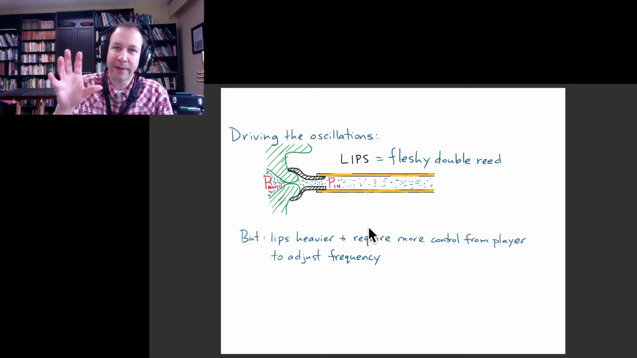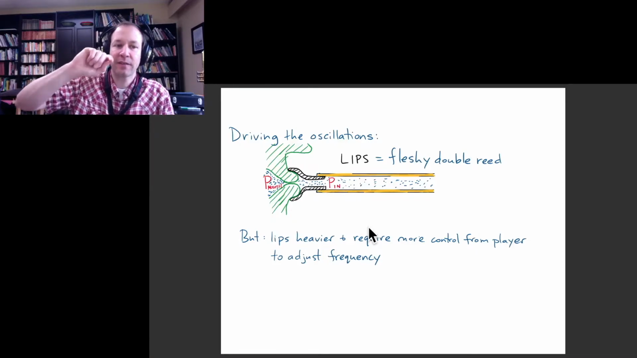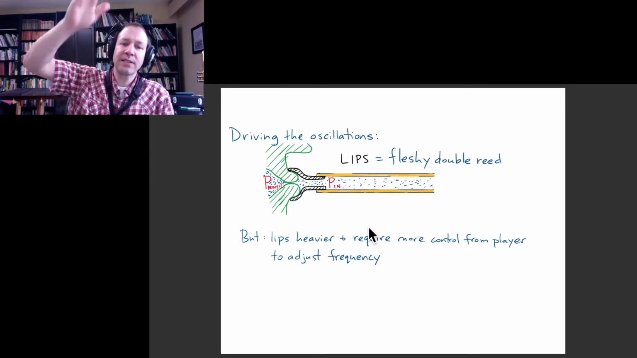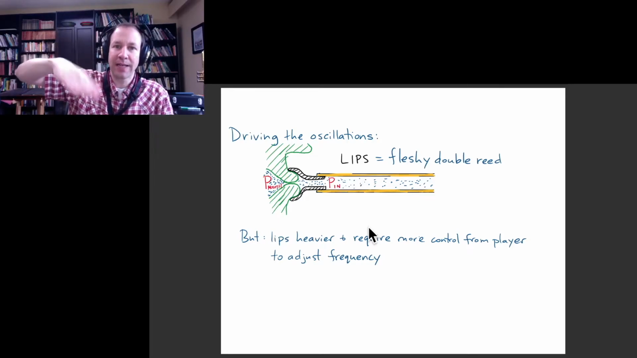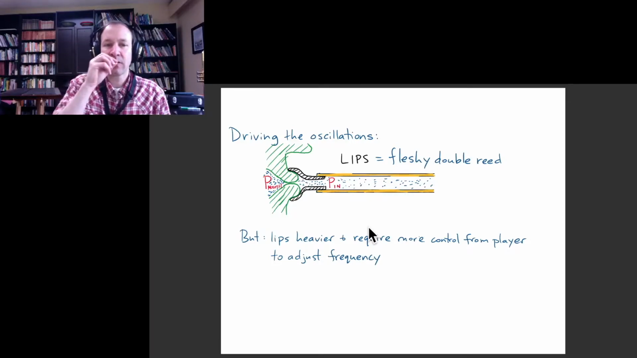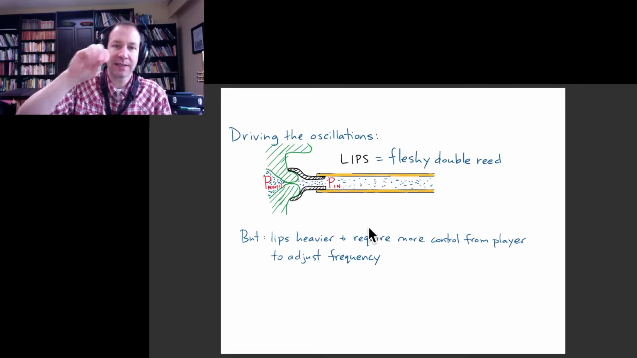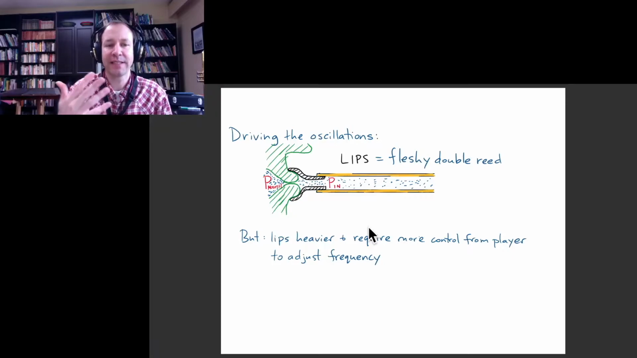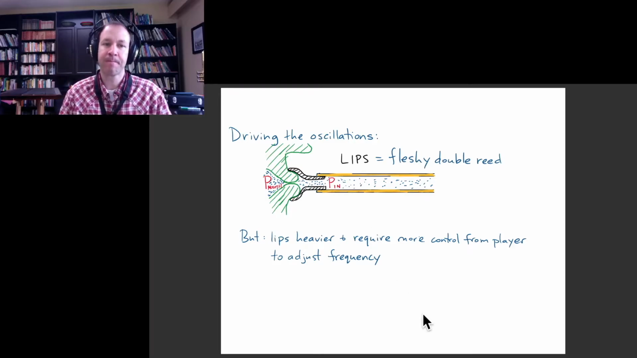It's a little bit different though, because in the case of the reed, it just sort of naturally ended up vibrating at the same frequency as the standing wave inside the tube. But your lips are bigger and heavier, and they need a little bit more help in order to achieve the right oscillation frequency. In order to kind of lock on to that standing wave frequency in the tube and support it, you need to exert more control as a trumpet player.